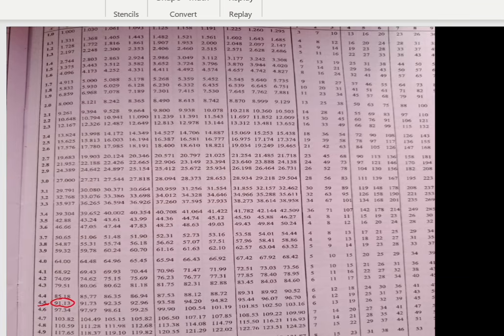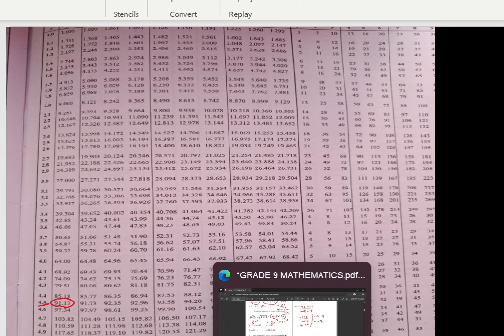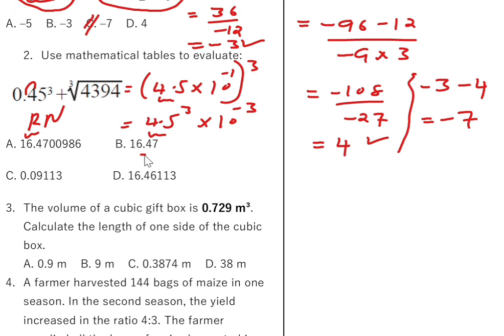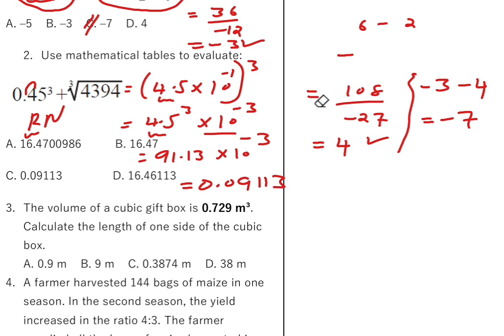So the cube of 4.5 is 91.13. Remember, we had times 10 raised to negative 3. So you can simplify 91.13 times 10 raised to negative 3, and we get 0.09113. Now we continue on the cube root. Allow me to rub this so that we can work out the cube root.